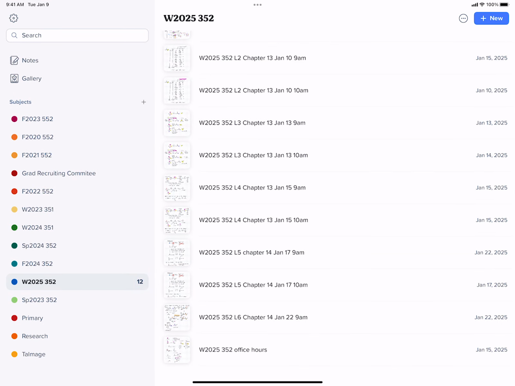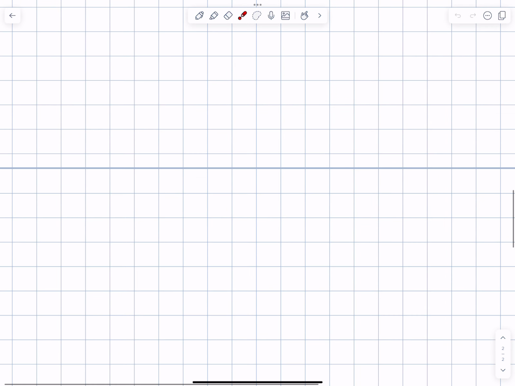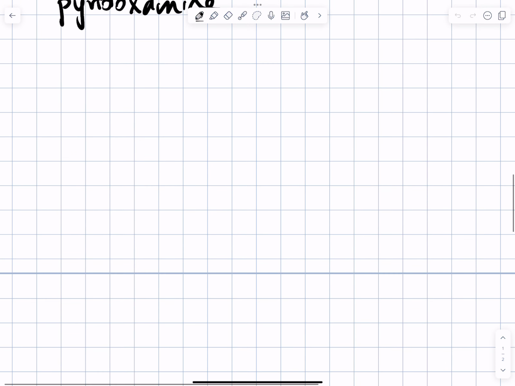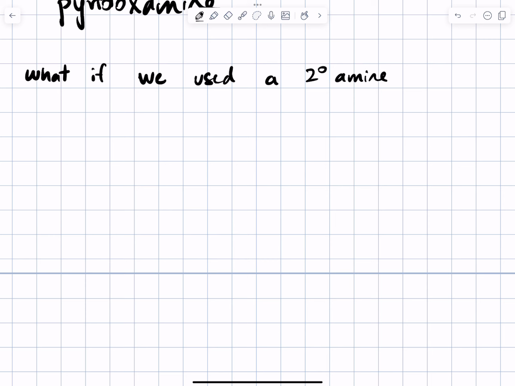That's only, though, if you're using a primary amine. You could ask the question, what if our amine was bonded to two carbons? What if we used what's called a secondary amine? That's the abbreviation for secondary.